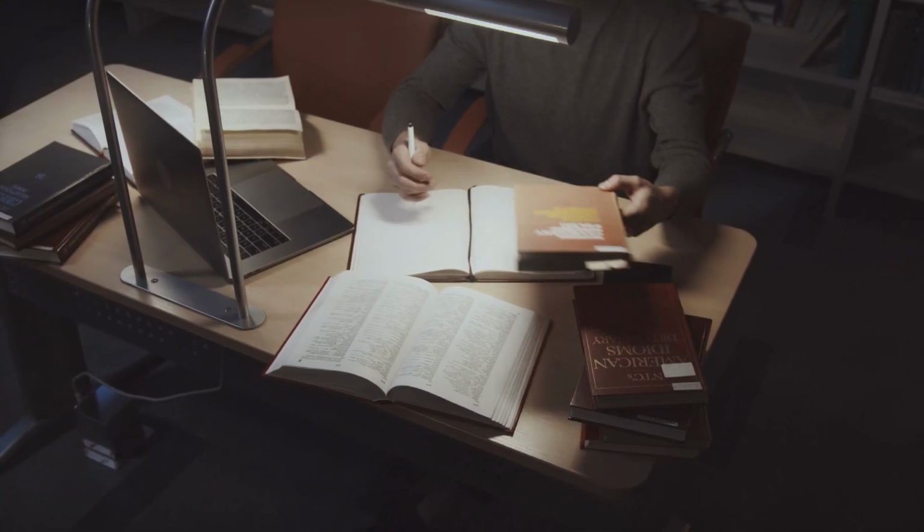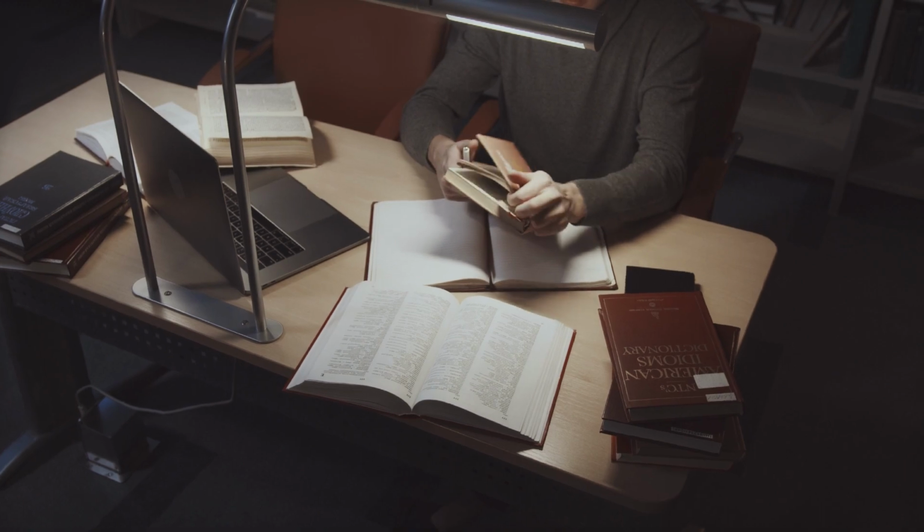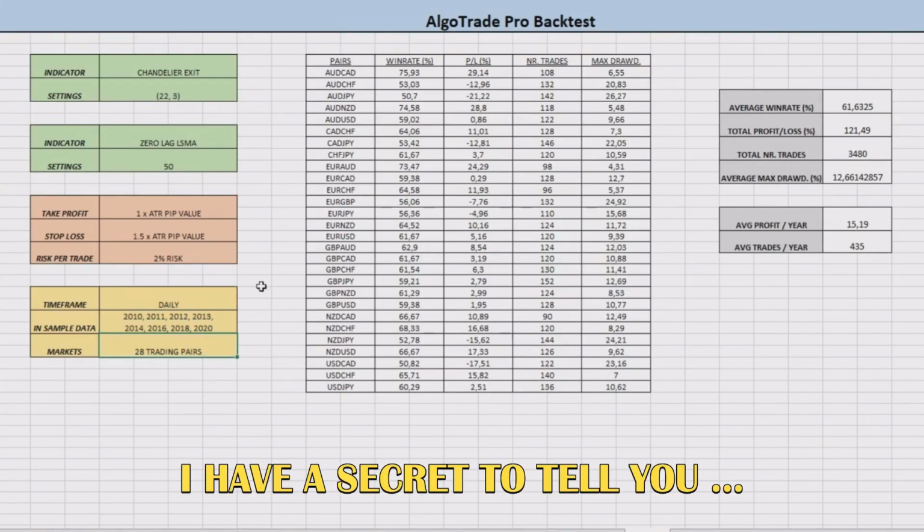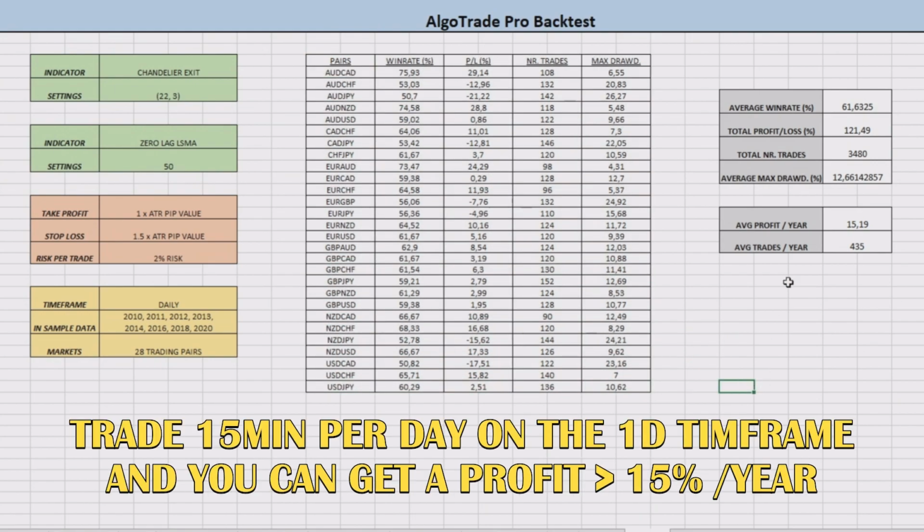Always do your homework and practice the strategy well on a demo account before moving on to real money. I can also tell you a secret. This strategy works very well on the daily time frame. So for those who have less time available, I strongly advise you to test it under these conditions.